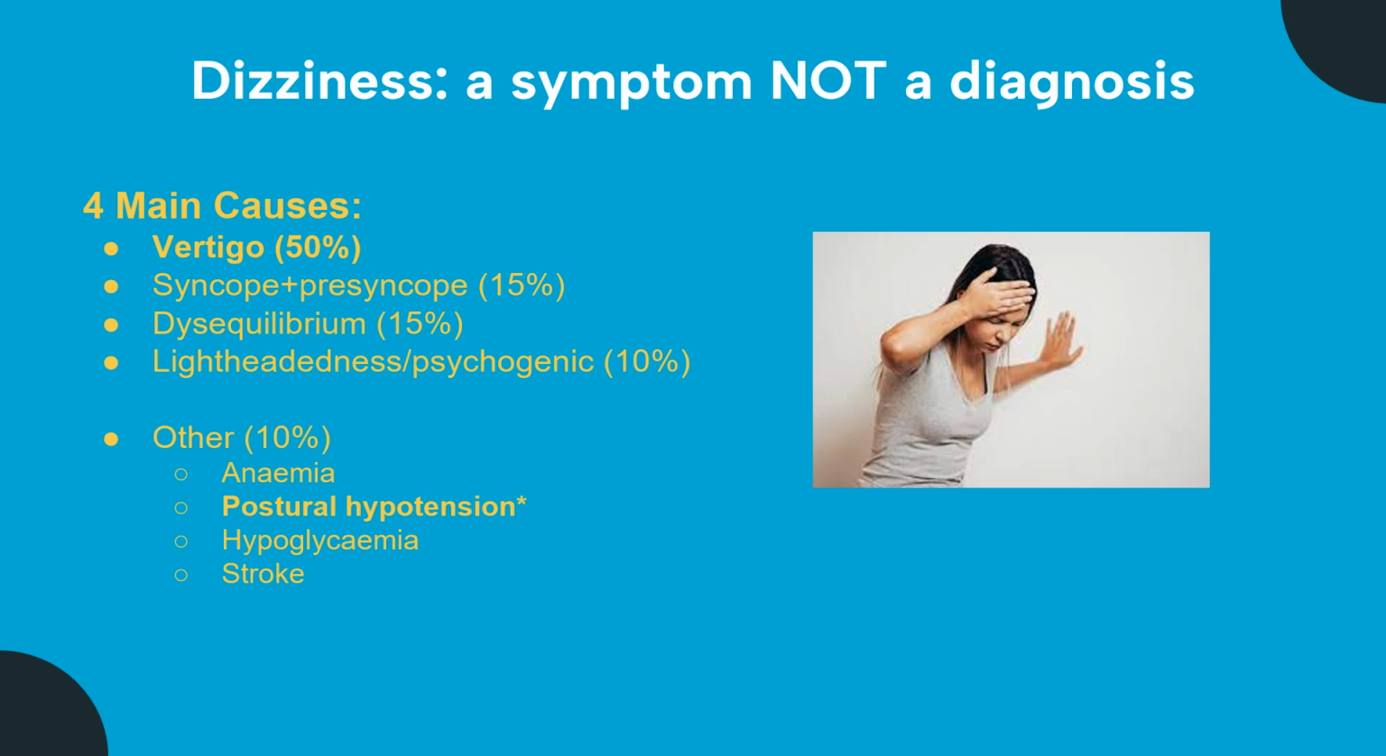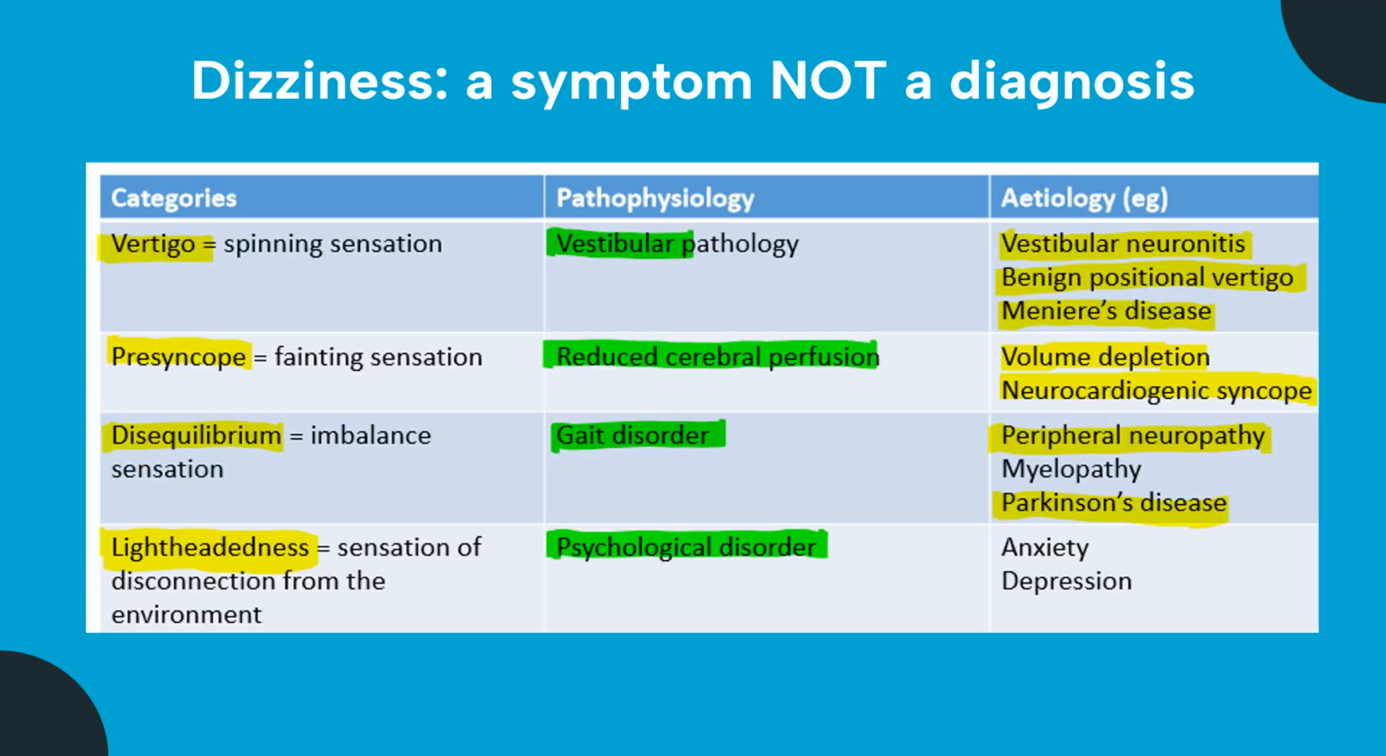These are pathologies that you should rule out as well. So in terms of dizziness, there are a few different categories, as I mentioned, and the pathophysiology of each one is there, and the different kinds of illnesses or conditions that are related are there as well. So that's a good little cheat sheet to think about when you're trying to think of the differentials.